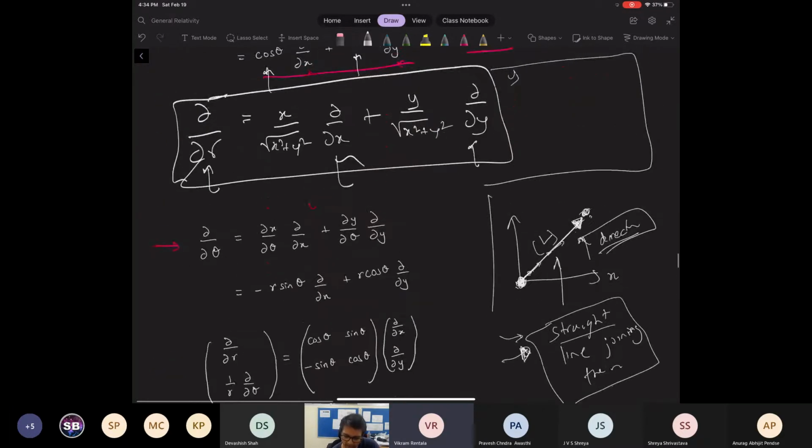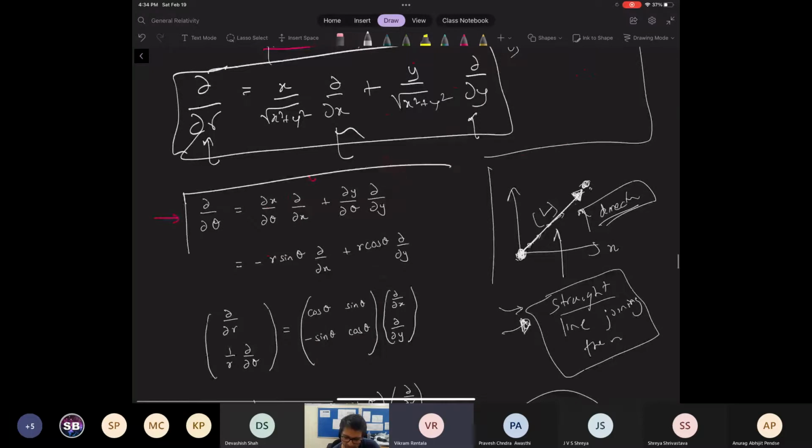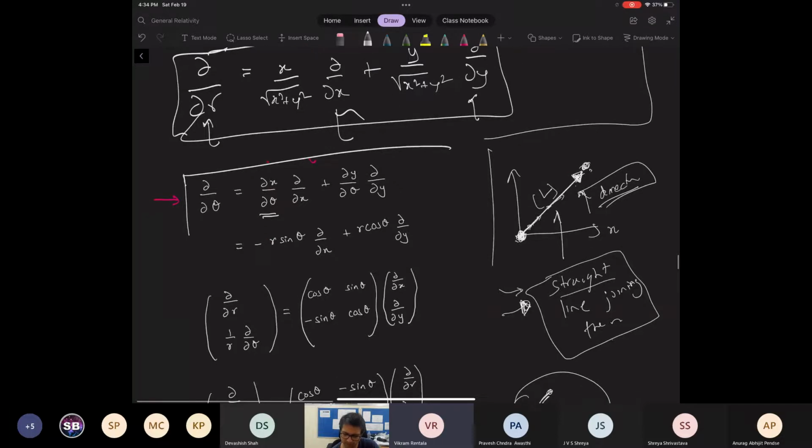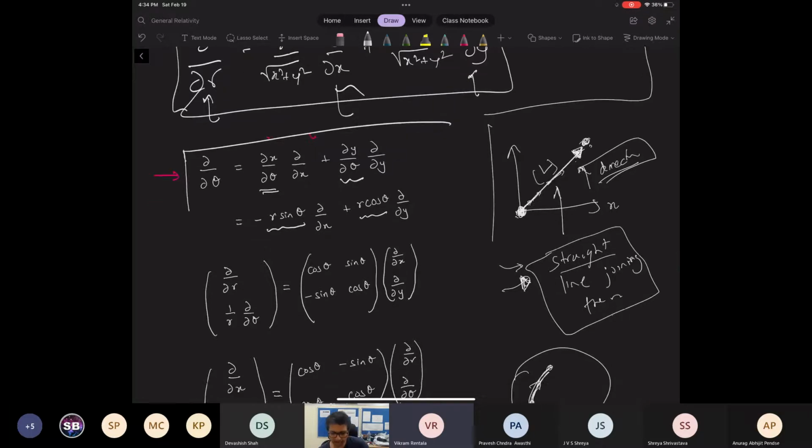Similarly, for partial theta I would write it as partial x partial theta times partial x plus partial y partial theta times partial y. Now I differentiate x with respect to theta, that gives me a minus r sin theta. I differentiate y with respect to theta, that gives me an r cos theta. Now you see something interesting. This looks almost like a rotation, except for the fact that there is a factor of r appearing over here. Again, strictly speaking, I should express this r and theta in terms of x and y. So I should write r sin theta as y, and this I should write as x. So this will be minus y partial x plus x partial y.